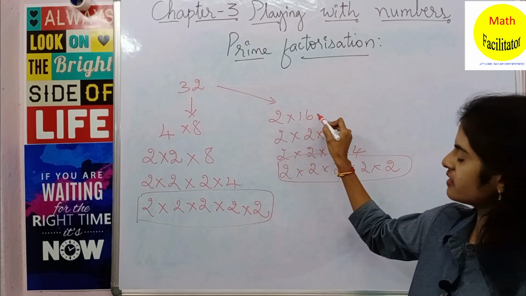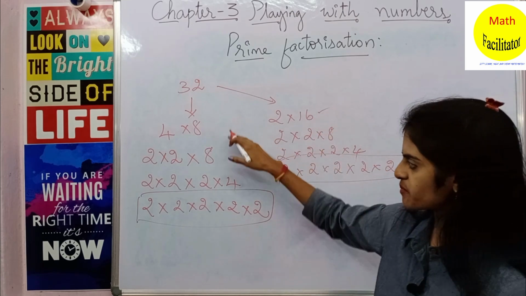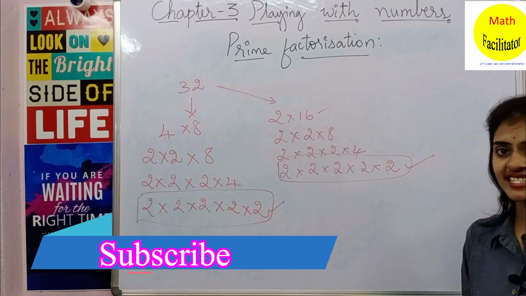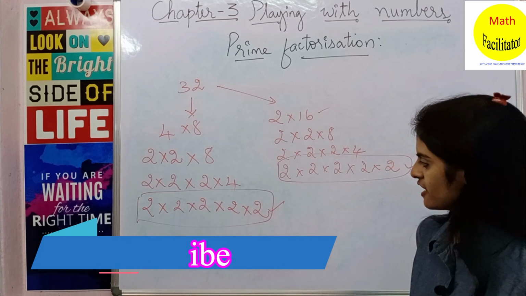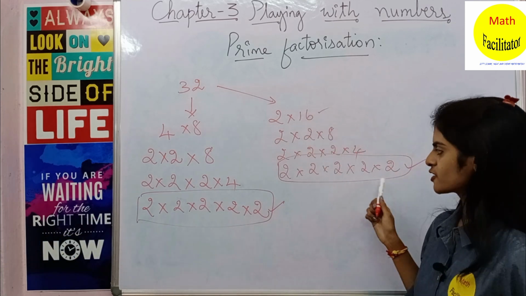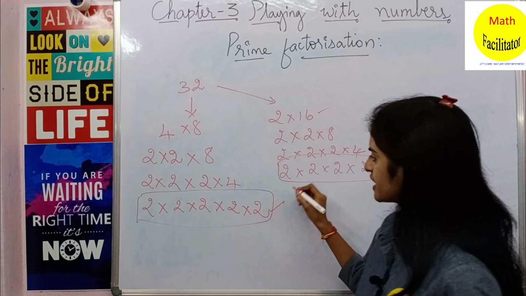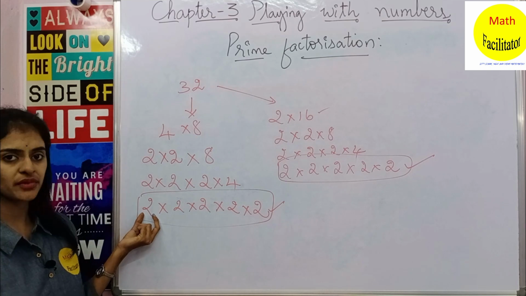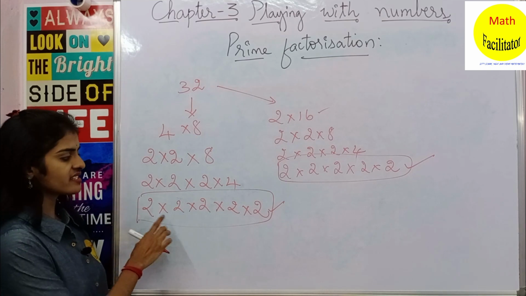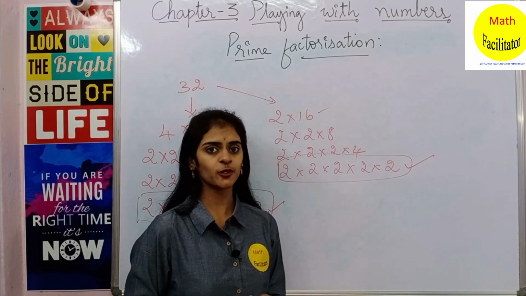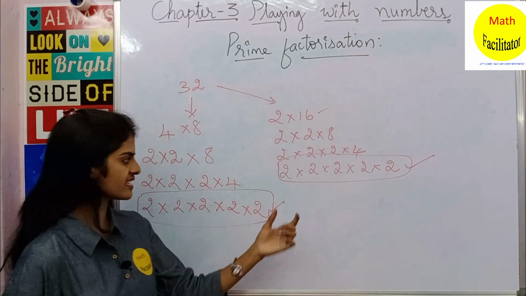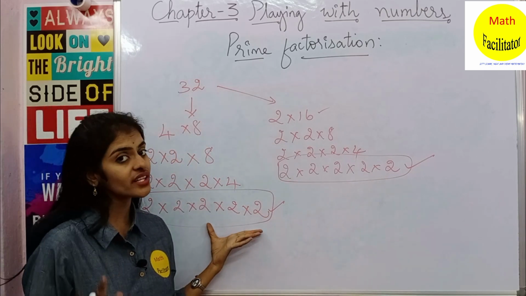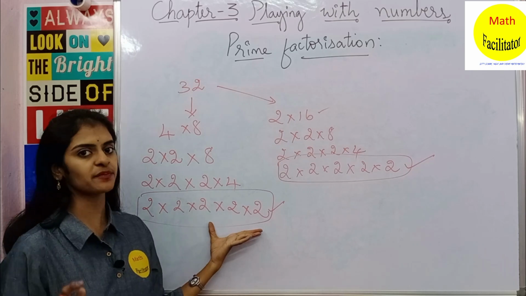So whatever may be the type of factorization you are doing, ultimately when you split the terms you are arriving at the same step, the same answer. Nothing but you are multiplying 2 5 times here, and here also you got 2 5 times. So ultimately you are arriving at the simplest number, which is nothing but a prime number. So this is called prime factorization. So 32, if you want to write it in prime factorization, this is the only way. Nothing but multiplying 2 5 times is the only way of writing 32 as prime factorization.